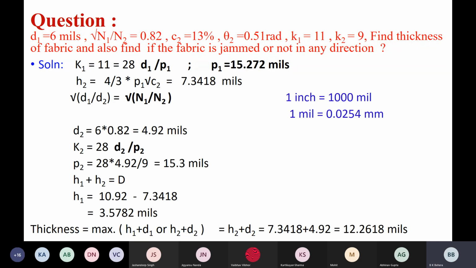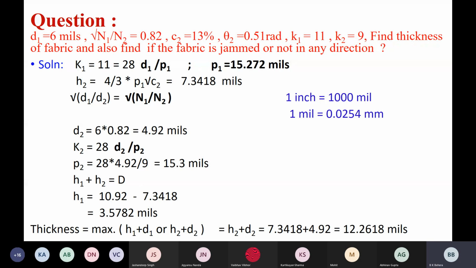So here the diameter of warp is given, D1 is 6 mils. I have given the conversion of mils. Mils is a British unit. 1 inch is equal to 1000 mil, which means 1 mil is one thousandth of an inch. And the conversion of mil to millimeter is 1 mil is equal to 0.0254 millimeter. This is the conversion of mils. So D1 is 6 mils.